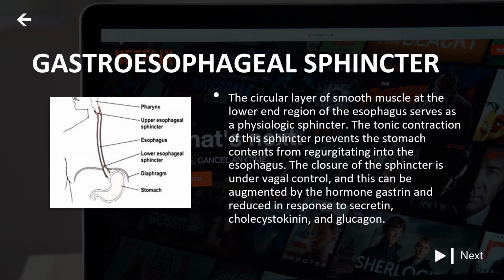No anatomic sphincter exists at the lower end of the esophagus. However, the circular layer of smooth muscle in this region serves as a physiologic sphincter. As the food descends through the esophagus, relaxation of the muscle at the lower end occurs ahead of the peristaltic wave so that the food enters the stomach. The tonic contraction of this sphincter prevents the stomach contents from regurgitating into the esophagus.